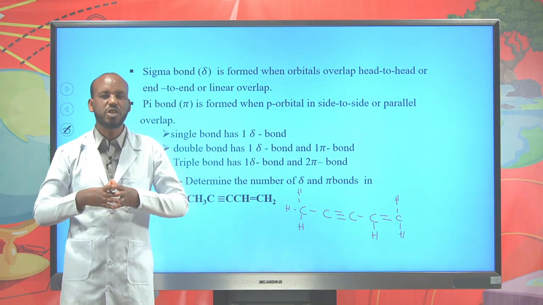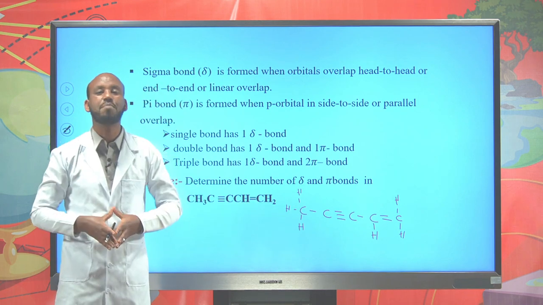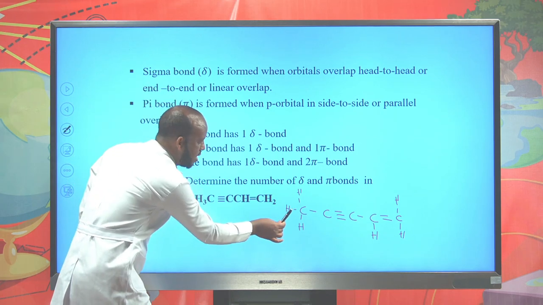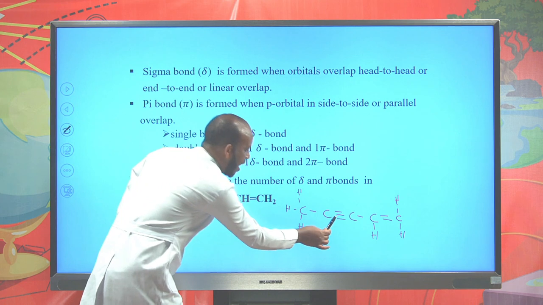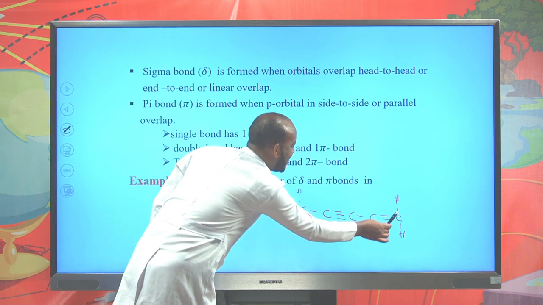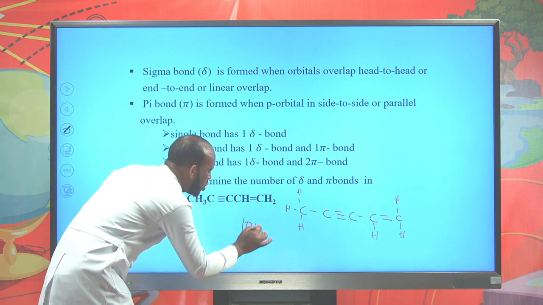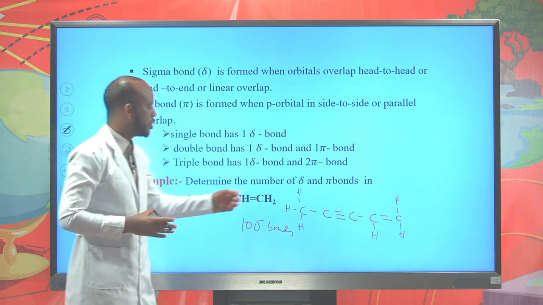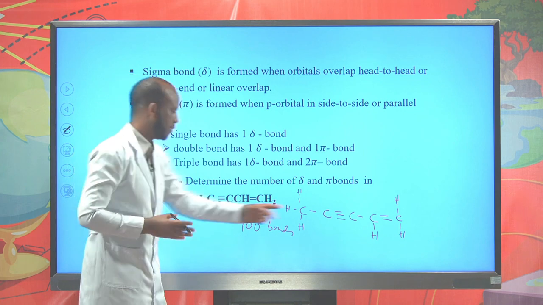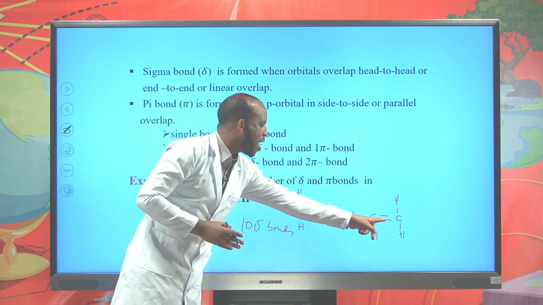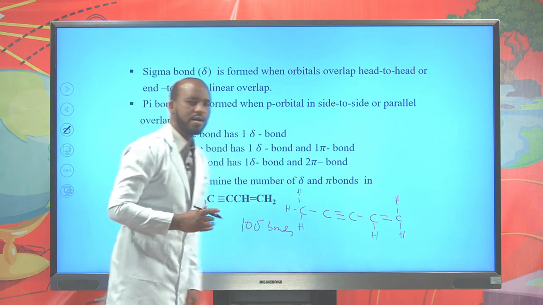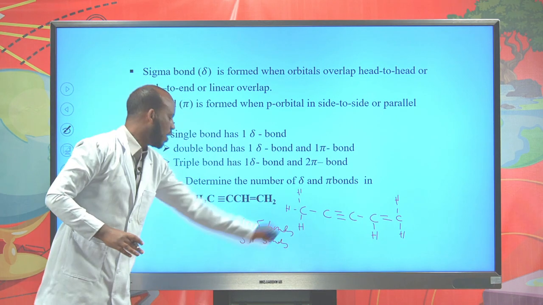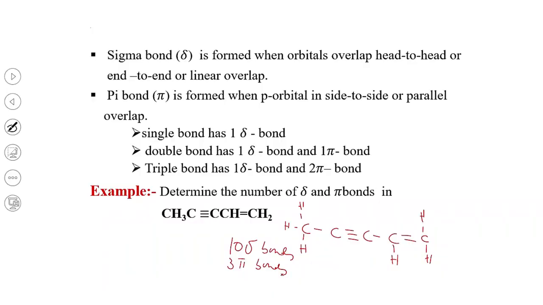Now, you are asked to determine the number of sigma bonds and pi bonds. Single bond has one sigma bond. Therefore, the number of sigma bonds are 1, 2, 3, 4, 5, 6, 7, 8, 9, 10. There are 10 sigma bonds. And how many pi bonds are there? As we said, triple bond has two pi bonds. Double bond has one pi bond. Therefore, a total of 2 plus 1 is 3 pi bonds. Now, this molecule has 10 sigma bonds and 3 pi bonds.